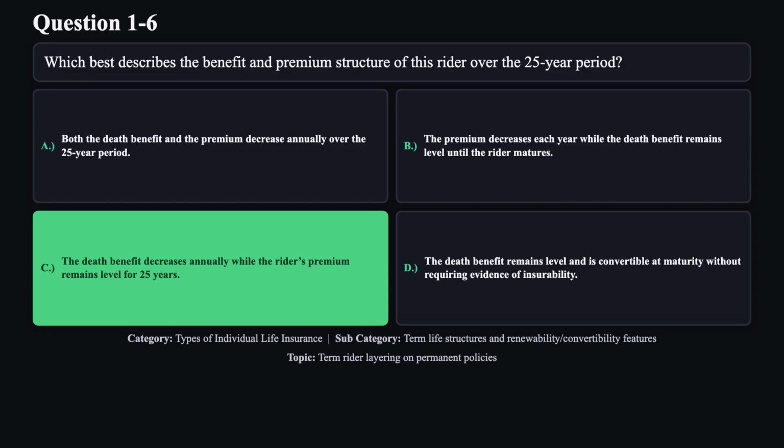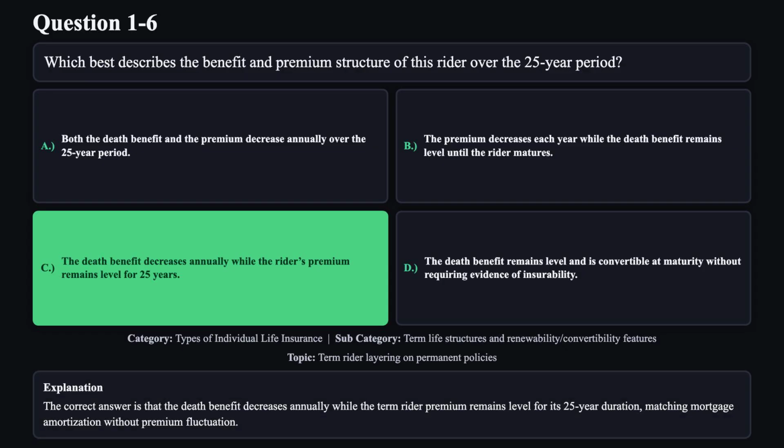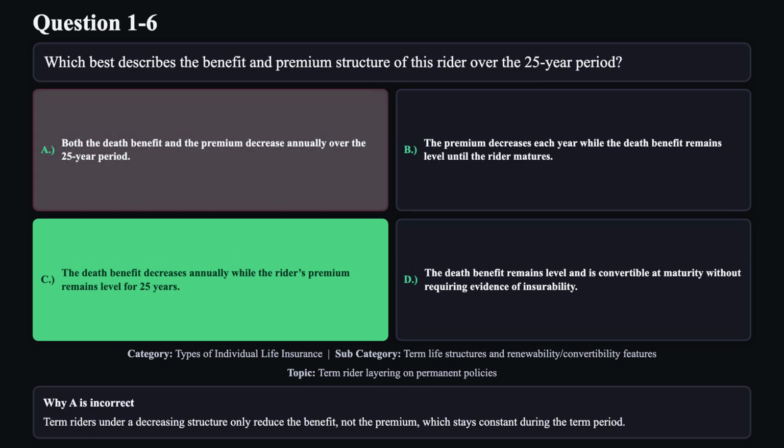The correct answer is C. The correct answer is that the death benefit decreases annually while the term rider premium remains level for its 25-year duration, matching mortgage amortization without premium fluctuation. Reason A is not correct. Term riders under a decreasing structure only reduce the benefit, not the premium, which stays constant during the term period.